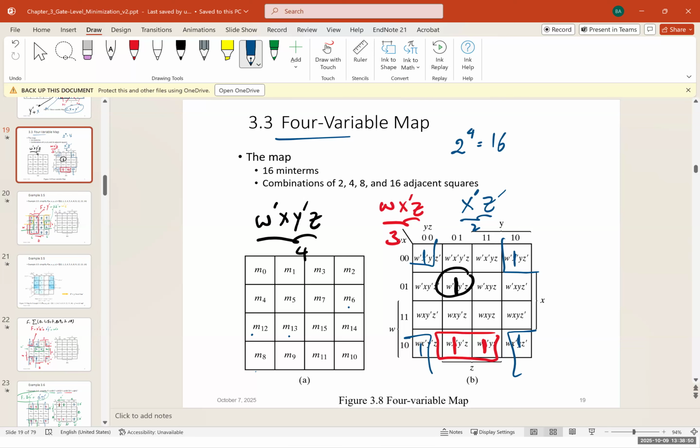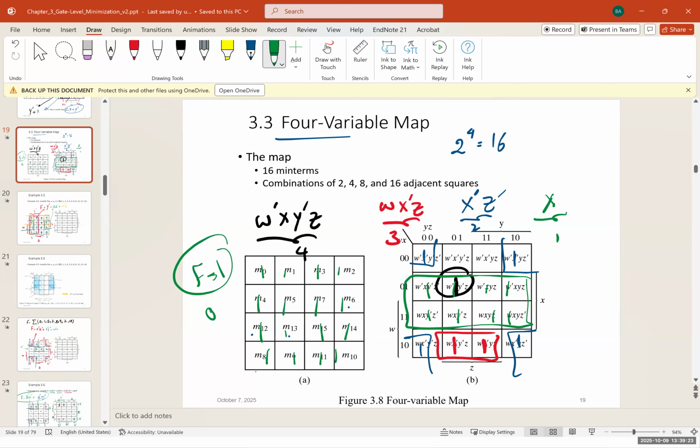And if I have 8 of them, so imagine 1, 2, 3, 4, let's do it with a different color, green, 1, 2, 3, 4, 5, 6, 7, and 8, then I would be left with one variable, and it's X. What if every single one of these is 1? Yes, f would be 1, so I'm left with 0 variables. So the more adjacent bits, the fewer variables in the equation.